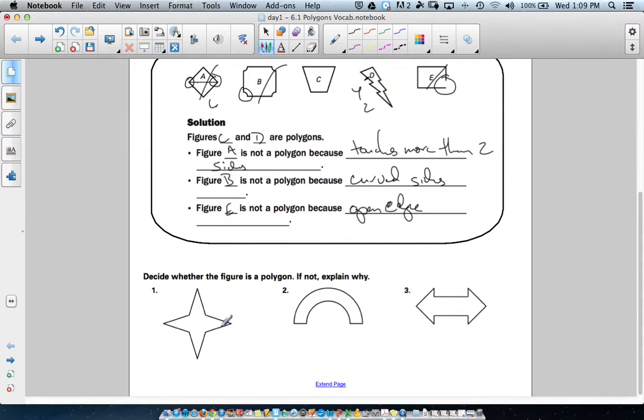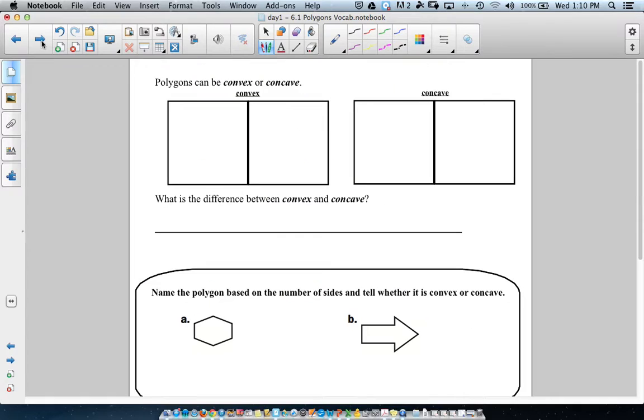Now let's do another little example. Are these polygons? Well, are there any curved sides? No curved sides. Are there any open edges? No, there's no open edges. Does each segment only touch 2 other segments? Yes. So this is a polygon. Number 2, what do we see here? Well, we have curved lines, so that's going to be a no. Number 3, this is going to be a polygon because it fulfills all 3 of those rules as we talked about above.